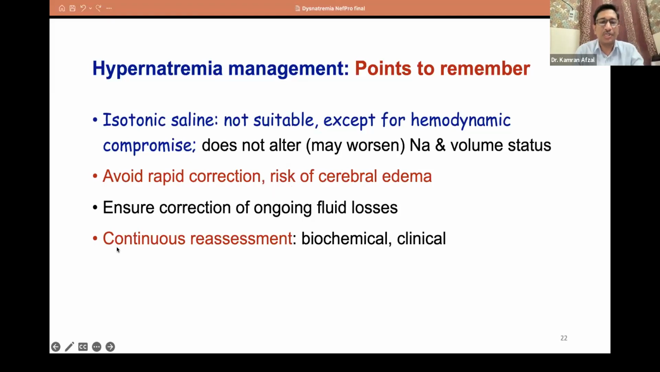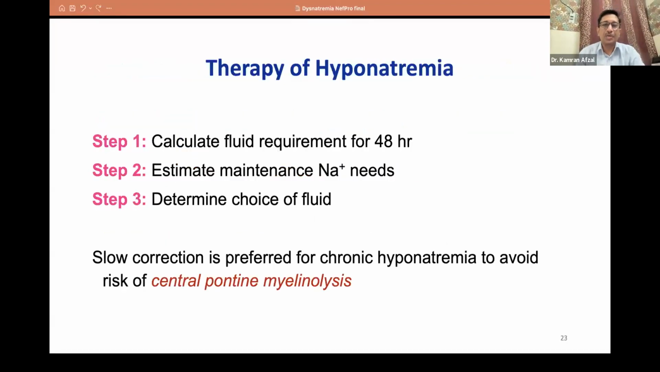And the more important thing is we need to ensure the correction of ongoing fluid losses and continuous reassessment to recalibrate the fluid being administered. For hyponatremia, as in hypernatremia, we again calculate the fluid and maintenance sodium deficit, and we determine the fluid of our choice. Again, as in hypernatremia, the correction for chronic hyponatremia should be slow because there is a risk of central pontine demyelination or myelinolysis.